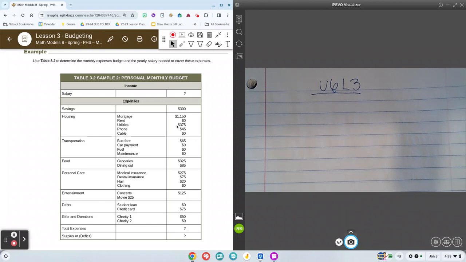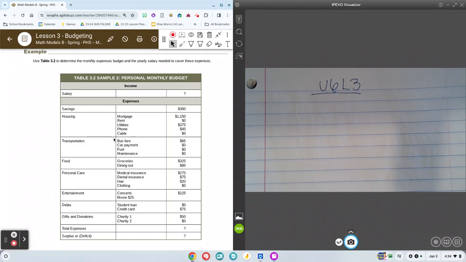The utilities, that includes like gas, if you have gas heat or gas stove, which is sometimes rare in Texas. Most people have electric. So for sure, it includes the electric bill and then your water and possibly trash. Okay, so that's utilities. Of course, we have a phone bill. This is our iPhone or whatever. And cable. We're not going to have cable because we're trying to be good with our money.